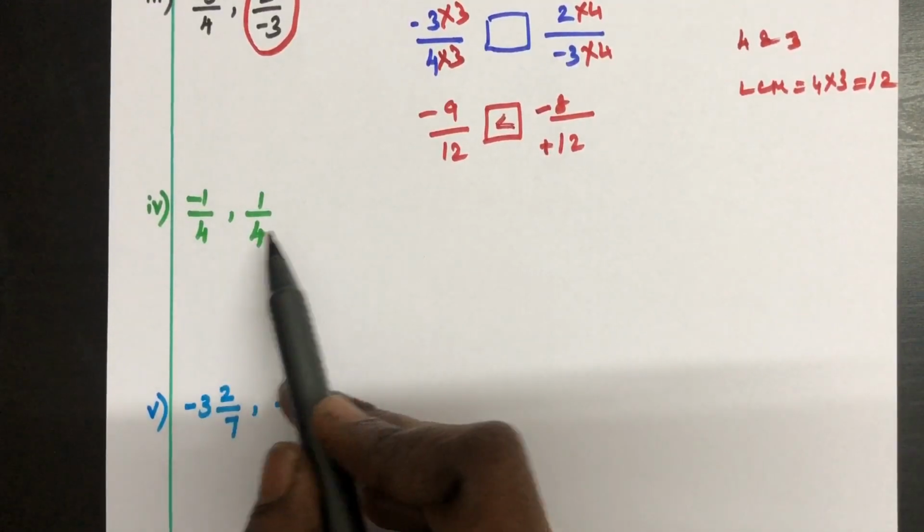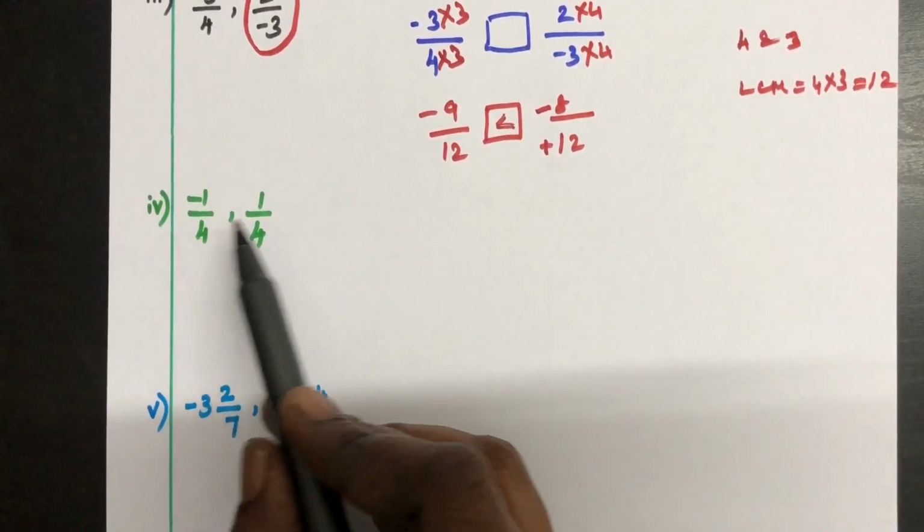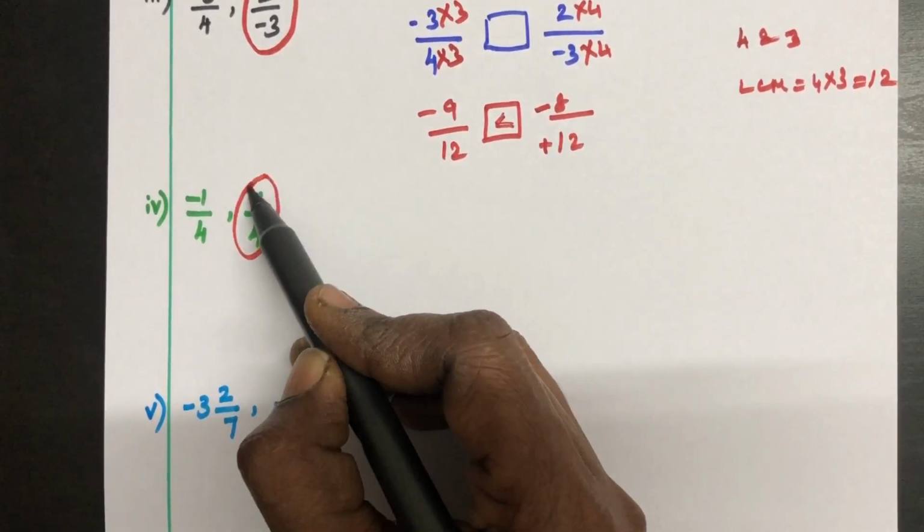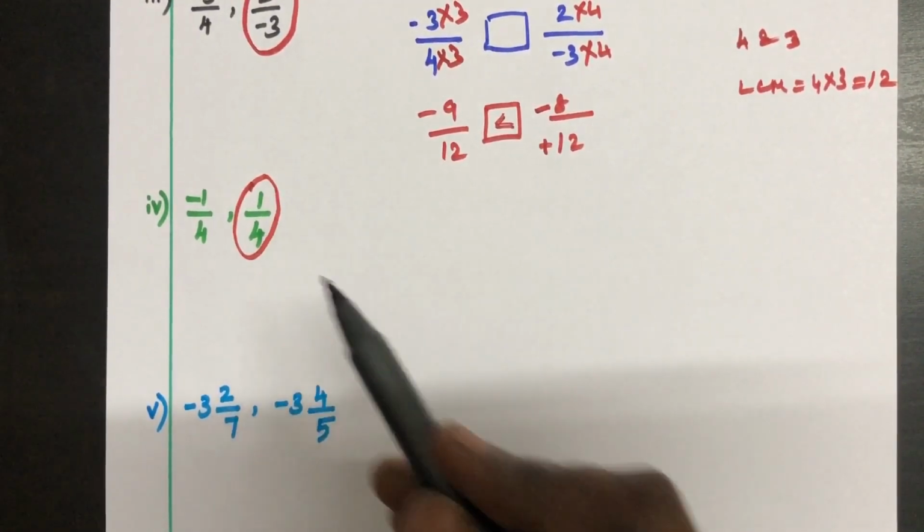Next, minus 1 by 4 and plus 1 by 4. Obviously, we can directly tell this is our greater rational number because this is positive.